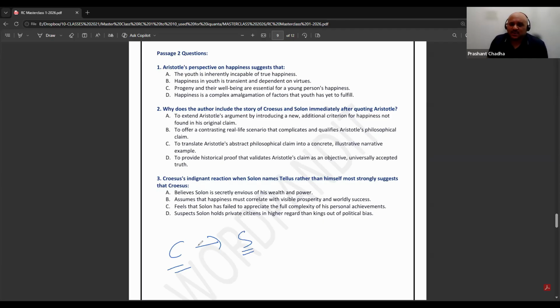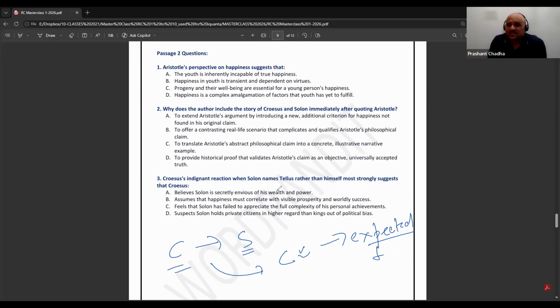His anger was because he assumed Solon would say Croesus is the happiest person. He expected him to be named. And when his name did not come, he felt let down by it. Why did he expect that he should be named? Why should Croesus be called the happiest person? Because he has these visible signs of prosperity and worldly success, right? So Croesus assumed this: I have visibility, I have worldly success, why are you not calling me it, right?